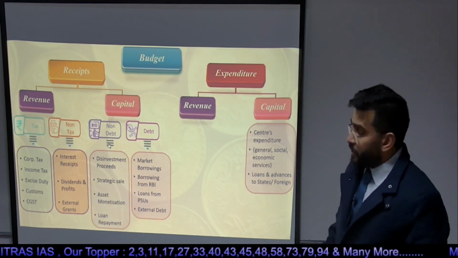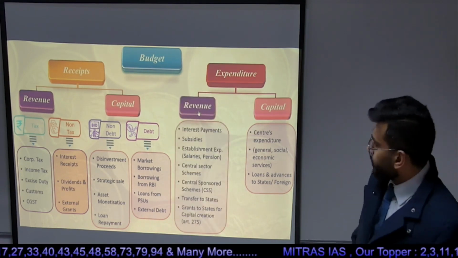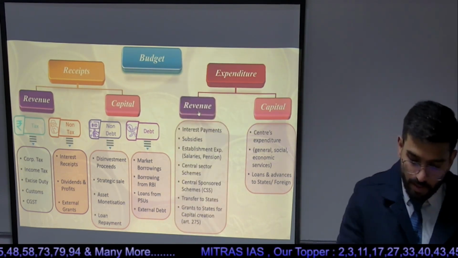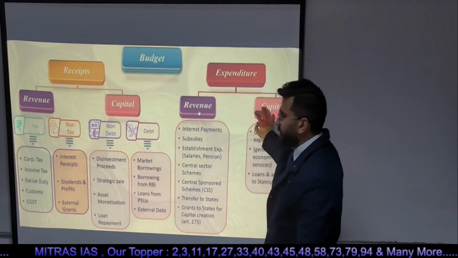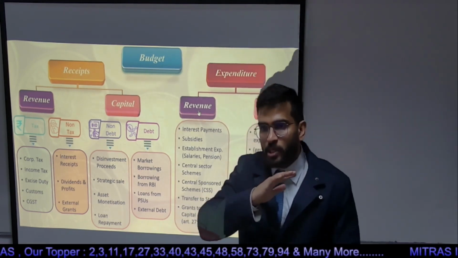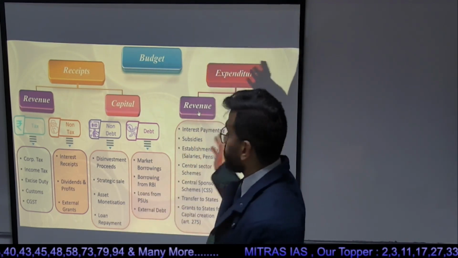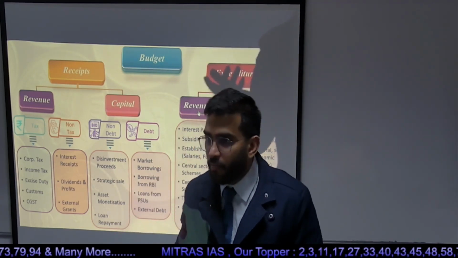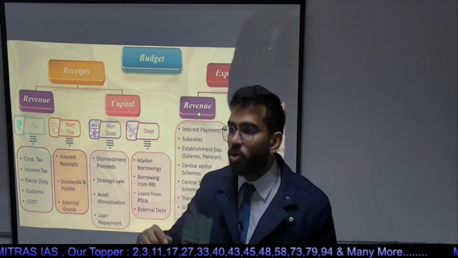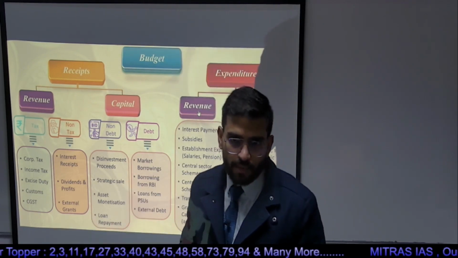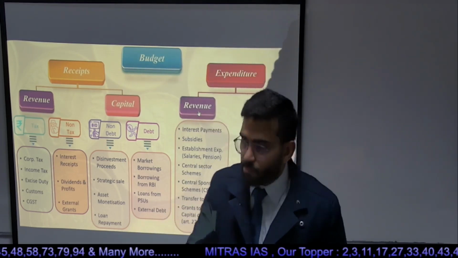Now, the last thing in the expenditure side. If you see the expenditure side, you will see you have revenue and capital. The connotation remains absolutely analogous: if any kind of expenditure changes the asset liability of the government, it will come under capital account. If it doesn't have an impact on asset and liability, it should come under revenue side. But you can also colloquially understand it as a recurring expenditure or a non-recurring expenditure.